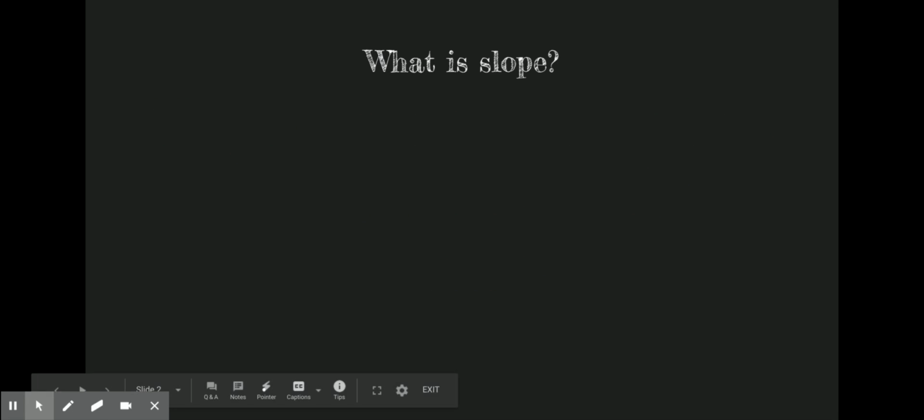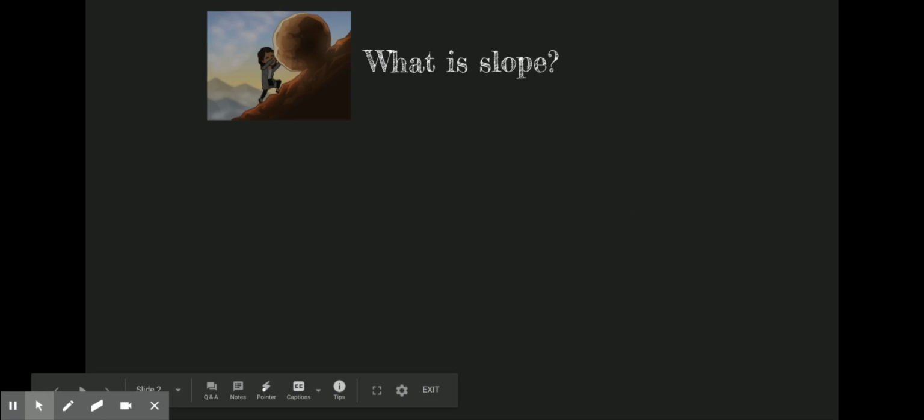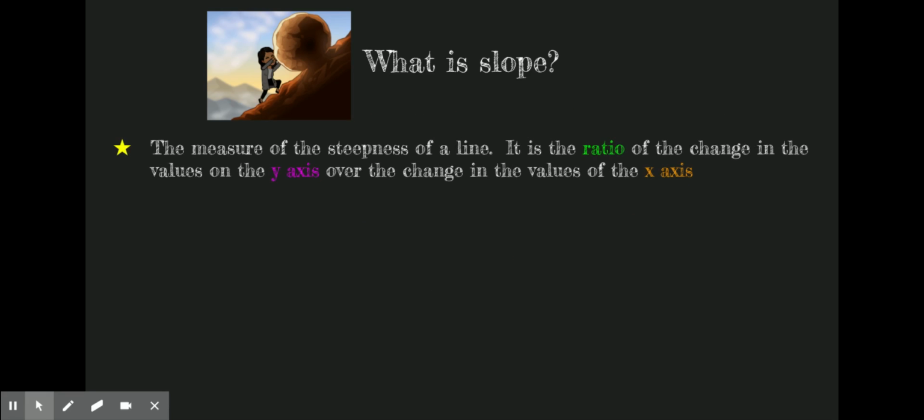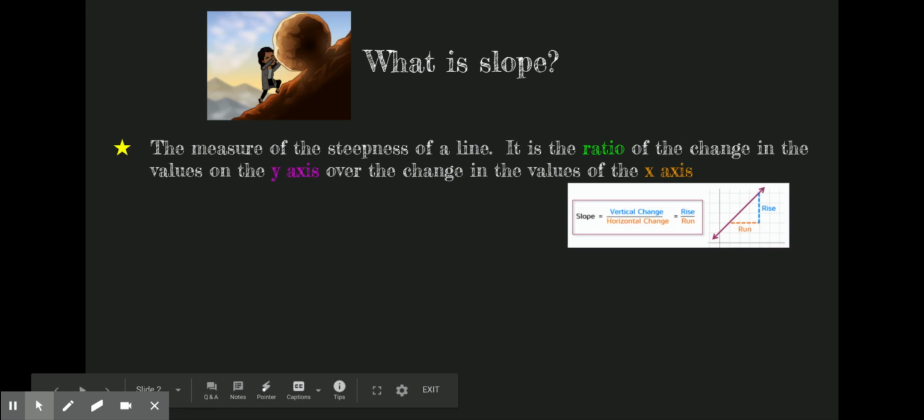I want to start by beginning with what is slope. So slope is defined as the measure of steepness of a line. It is the ratio of the change in the values on the y-axis over the change in the values of the x-axis. Remember, the y-axis runs up and down, and the x-axis runs left and right. You will often see slope written as the rise over run. So rise is our change in our vertical, which is our y, and our run is our change in our horizontal, which runs left and right.